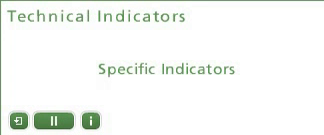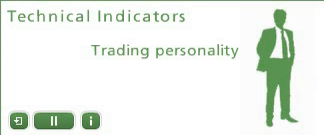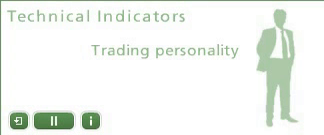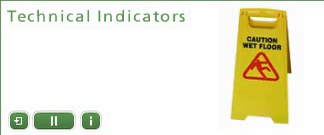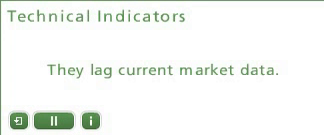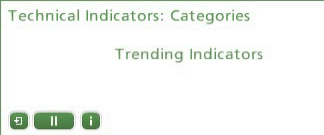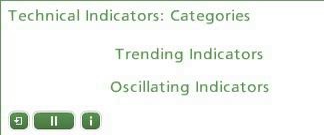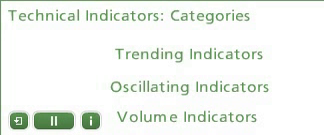You will find you naturally gravitate towards specific technical indicators based on your trading personality, but it is important to become familiar with all of the technical indicators at your disposal. You should also be aware of the one weakness associated with technical indicators. Because technical indicators look at historical price data, they do lag current market data to an extent, but they still provide excellent information. Technical indicators are divided into three categories: trending indicators, oscillating indicators, and volume indicators.